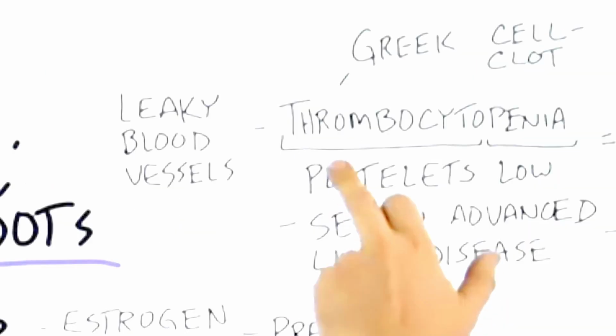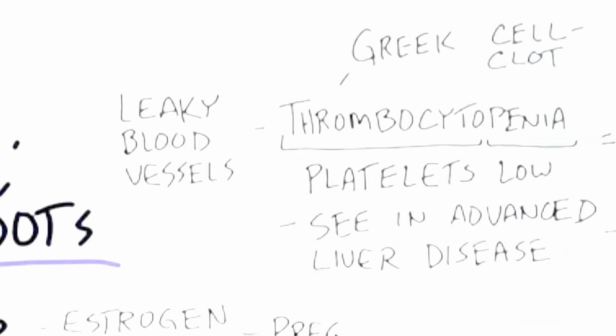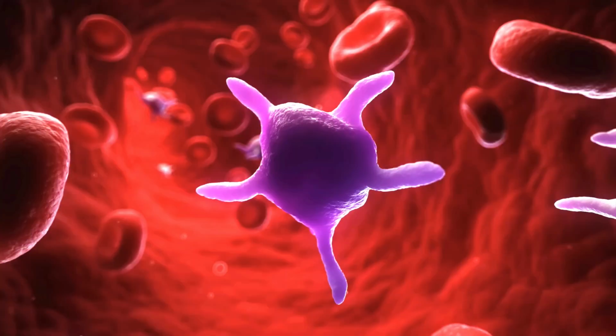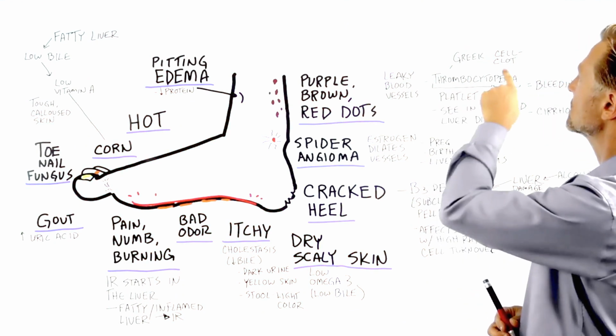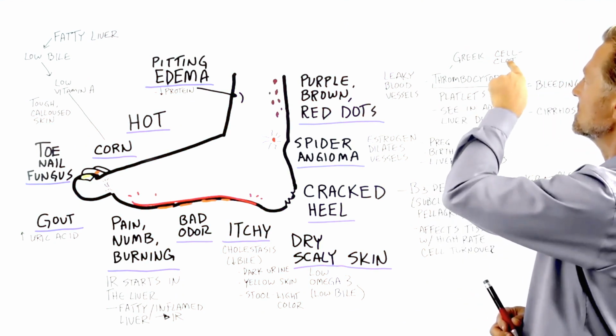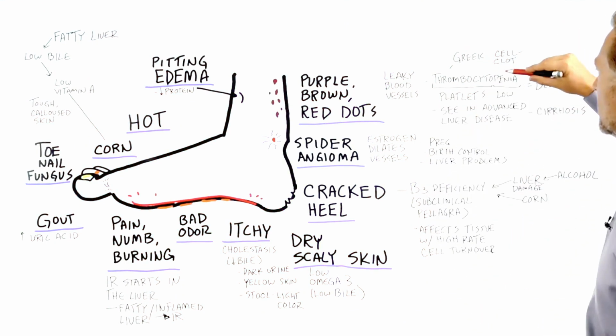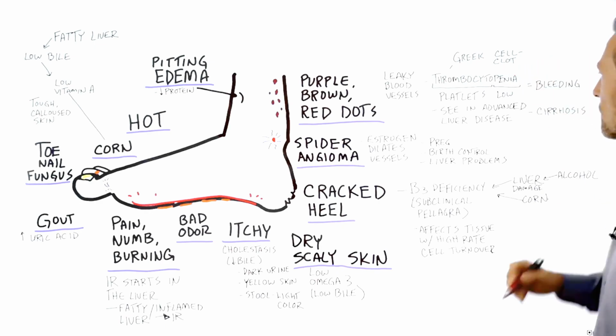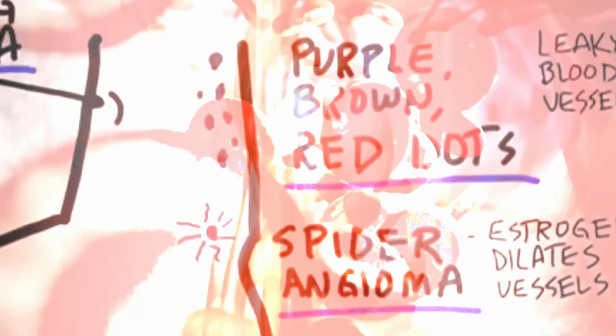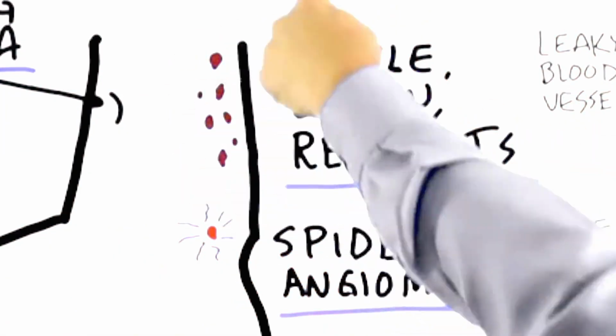All right, let's break it down. What is a thrombocyte? Well, it's a platelet, okay? What are platelets? They're cells that help clot. In fact, the Greek word thrombo means clot, and then cyto means cell, and then penia means low. So we have low platelets. So thrombocytopenia is basically you are not going to be able to clot, and so you're going to have leaky blood vessels, and you're going to see this right here.